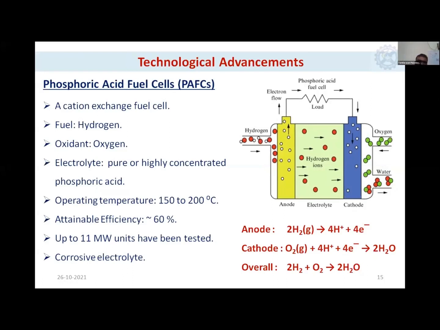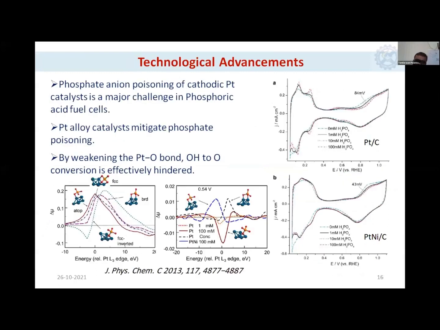Now, once again, in the cation exchange fuel cell also, the phosphoric acid fuel cells are liquid phase electrolytes. So obviously they have some operational difficulties. And not only that, these phosphoric acid fuel cells have main disadvantage in terms of the platinum catalyst poisoning. Okay, because of the phosphate anions, the platinum catalysts are poisoned, and this has been mainly mitigated by preparing platinum based alloys.